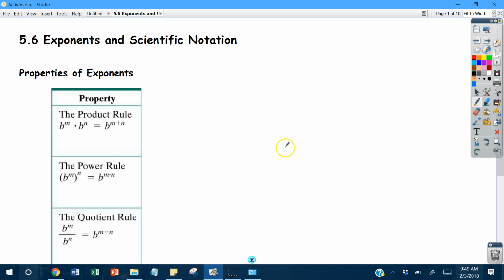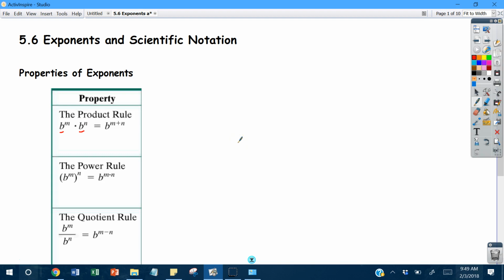They're written right here. The first is called the product rule, which says if you multiply two numbers with the same base, so we'll call this b the base of the exponent, that big number. The little number is the exponent. If you multiply two numbers with the same base, that is the same thing as taking that base and raising it to the sum of the exponents' power.